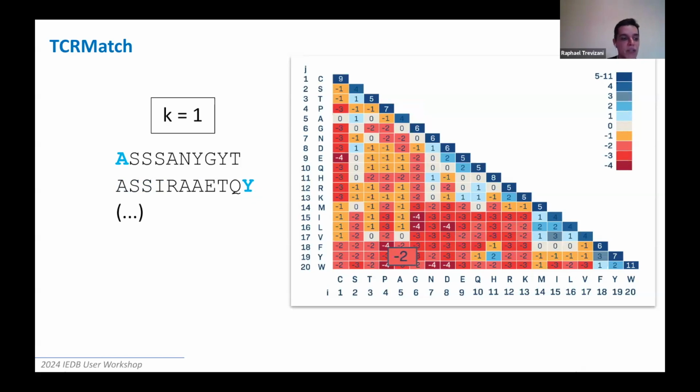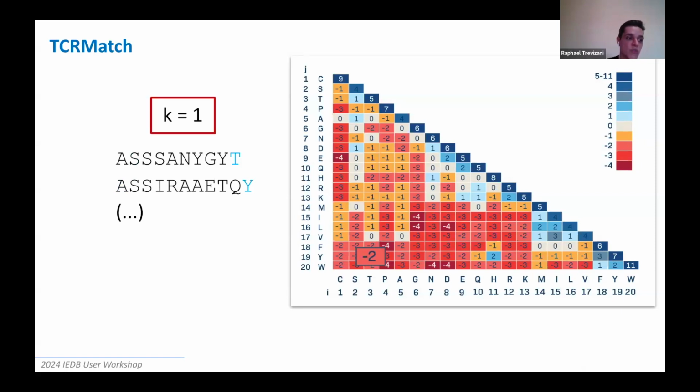So A and Y means -2. Now we go to the second amino acid in the top sequence. So we have S and A, which is +1, the whole thing all over again, using the second amino acid from the top sequence, all the way to the end of the second sequence. And once we reach the last amino acid of both sequences, we're done with k equals 1.